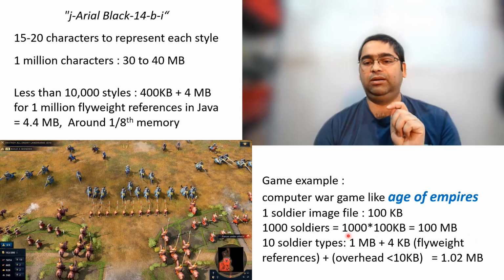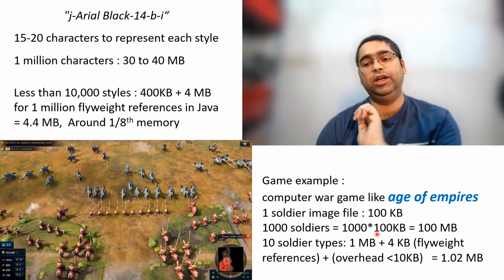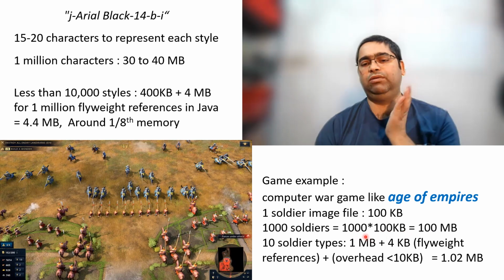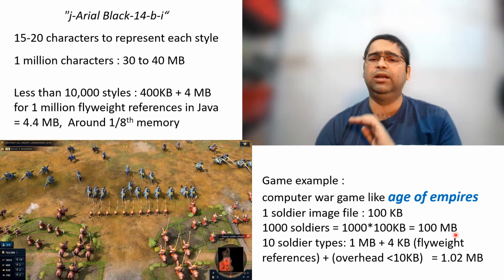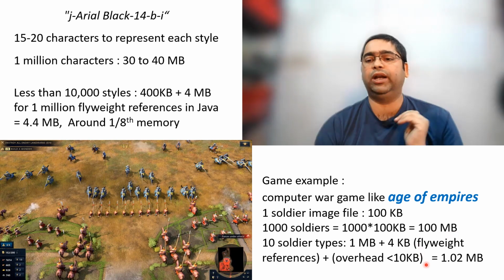Now here generally 1000 into 100 KB is not 100 MB, it's a bit less. 1024 into 100 KB is around 100 MB. But just to make the calculation a little less complex or easier for people to understand, I have made it 1000 into 100 KB equal to 100 MB. It's not totally accurate, but it is accurate enough that you get the idea.